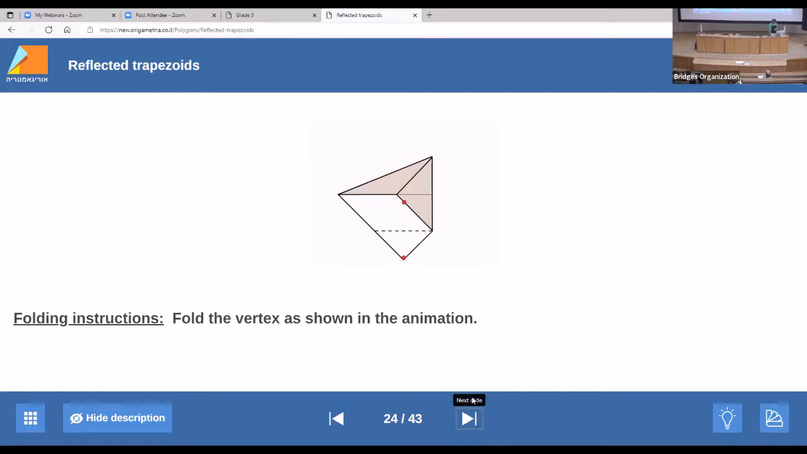So now we fold another vertex. Now, when you fold the last one, you need to make sure that it is exactly lined up as you see in the animation. Now, if I ask you, is it important to be accurate in origami? Probably all of you will say, yes, it's very important. And I say to you, no. Why not?